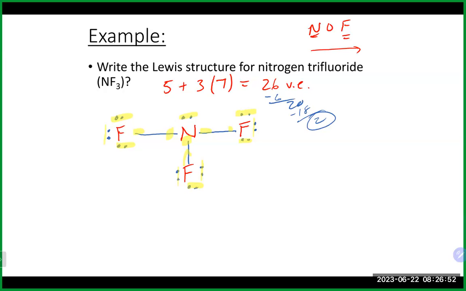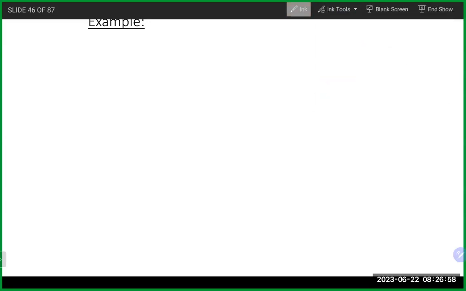All right, so why don't you try one here? Instead of the one you have, why don't you do this one first? Let's just do NO3 minus. Draw the proper Lewis structure, see what you come up with here. Okay, let's take a look to see how you're doing.